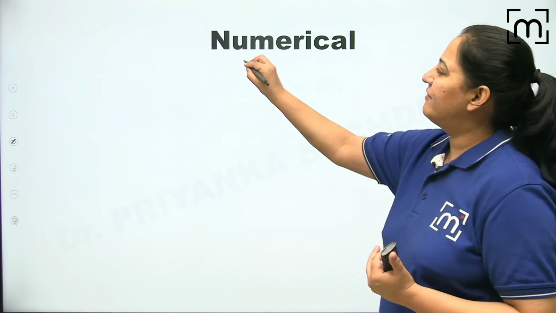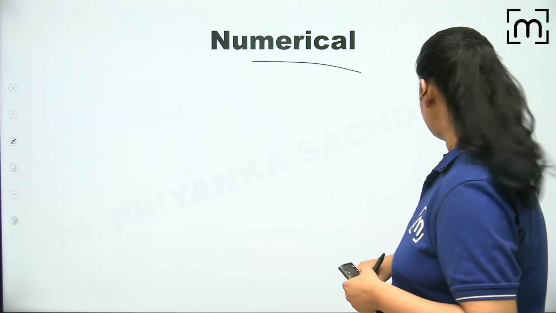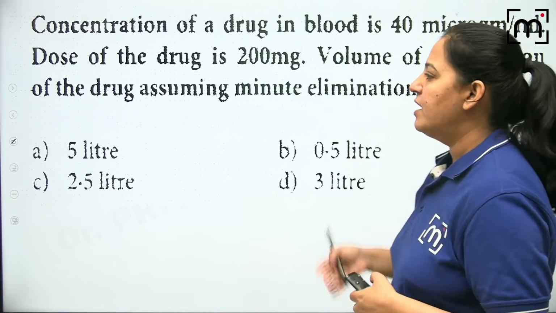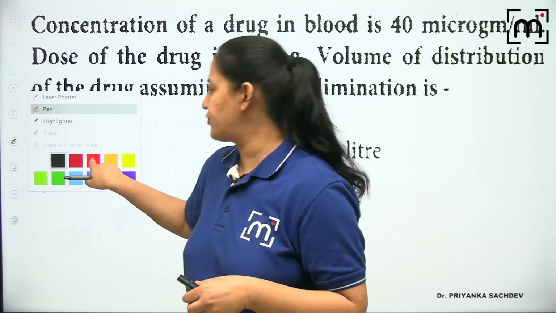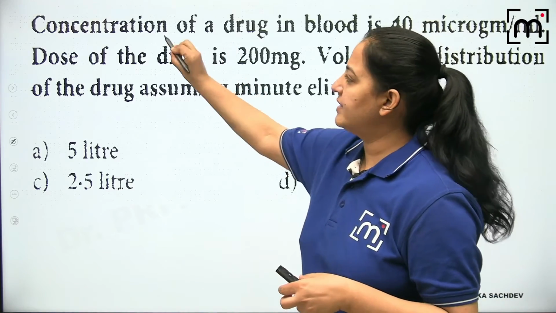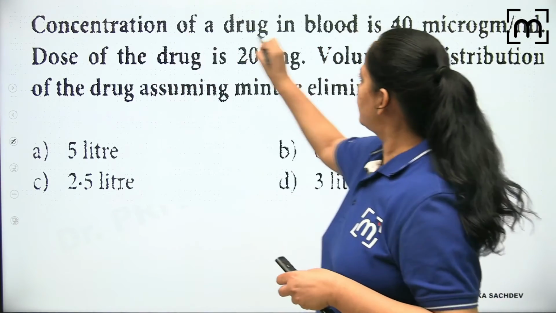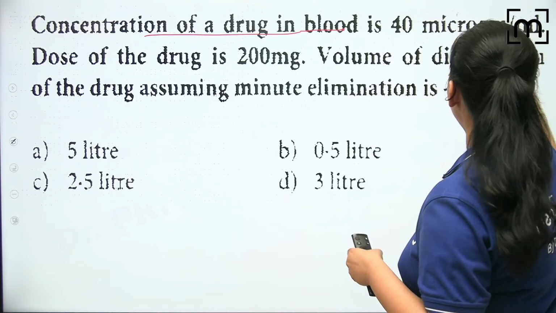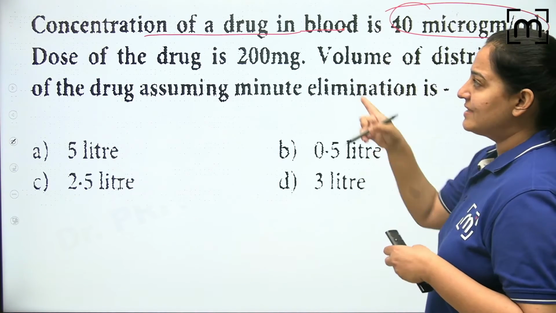So we will be doing a few numericals based on this now. This is the first question in front of you. Can you try this question with me? We will try together. Okay. So can you say what information is given in the question? The concentration of the drug in the blood is 40 microgram per liter. That is what is given.